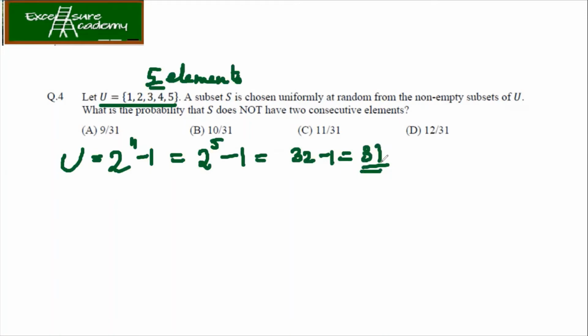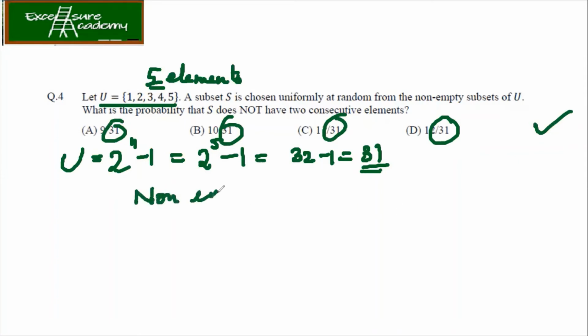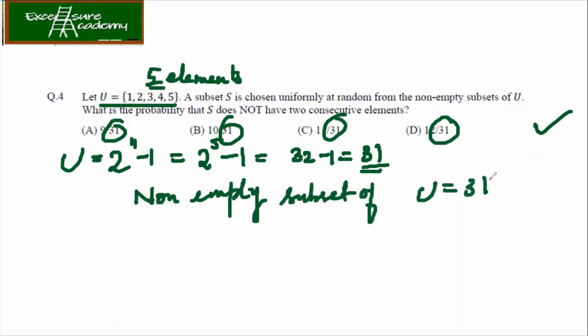So how many are there? 31. So we can see that in all the options, the denominator is 31 only, right? So it means we are going correct. Now we have the non-empty subsets of u equal to 31, right?